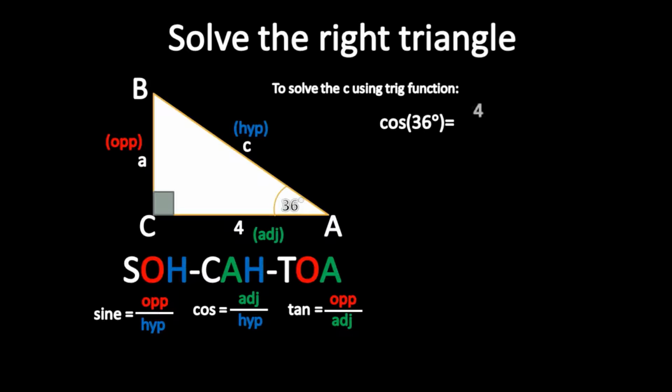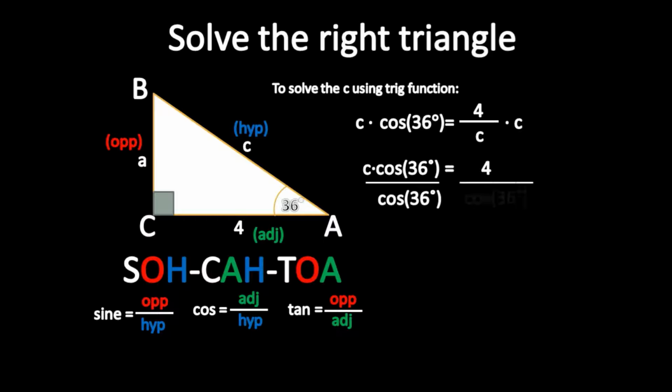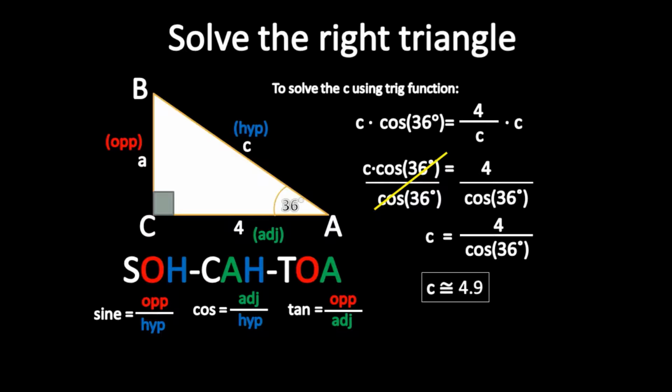Cosine 36 degrees is equal to 4 over c. Multiply both sides by c. c multiplied by cosine 36 degrees is equal to 4. Divide both sides by cosine 36 degrees. Cancel, then c is equal to 4 over cosine 36 degrees. Plug it again into your scientific calculator and make sure it is in degree mode. So our c is approximately equal to 4.9.